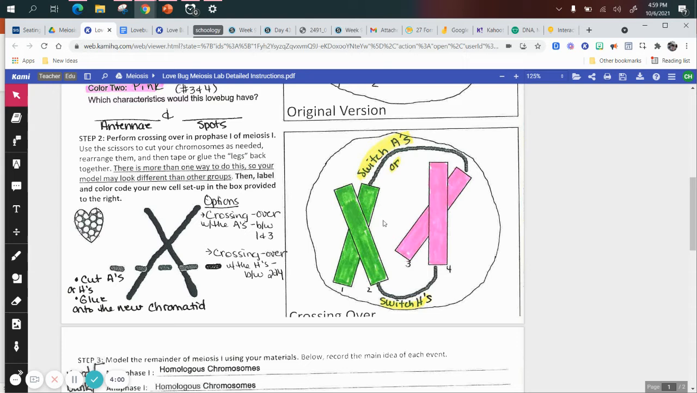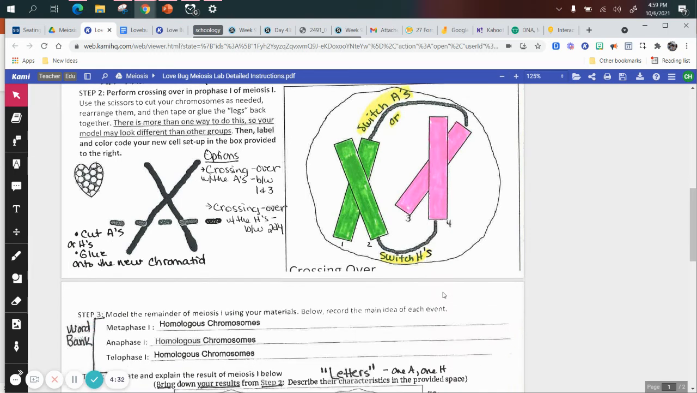So you can do that with the A's on the top end, or, so it's not both, it's either or. You'll do the H's at the bottom. So the example I show here is we could switch the H from chromatid number 2 and chromatid number 4. So cut them, switch them, glue them down. So now you're going to have one that's green, green, green, green, pink, and one that's pink, pink, pink, pink, green. So it's up to you, the A's or the H's, not both.